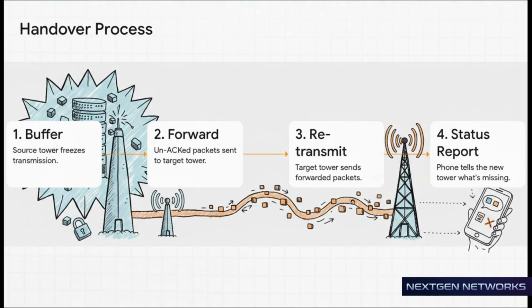Okay, step 1, the original tower freezes transmission and buffers your data. Step 2, it forwards all of that unsent data directly over to the new tower. Step 3, the new tower immediately starts transmitting to you. And finally, step 4, your phone sends a quick status report back, basically saying, hey, great job, but I'm just missing packet number 105. This ensures absolutely nothing gets lost in the shuffle.